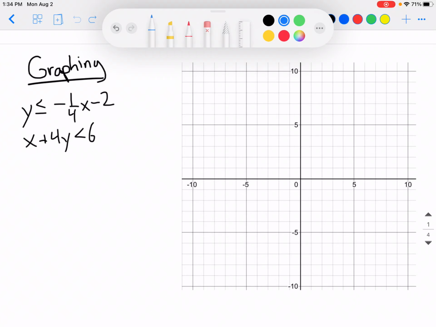Hello and welcome to this video where we're going to graph a system of linear inequalities. Our goal is to find a region of the graph that will satisfy both of the inequalities. And to do that, we're going to graph each one and see if they overlap in any way. So, first one is in slope-intercept form.